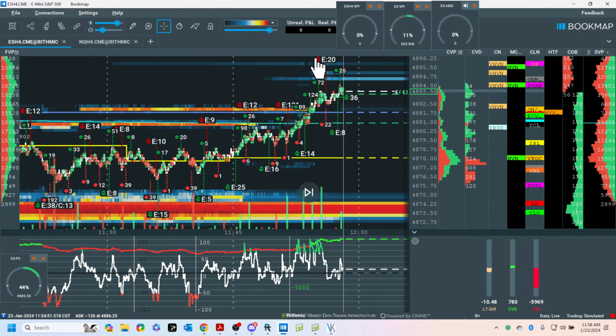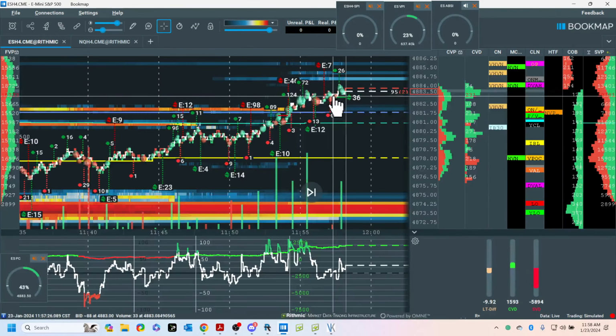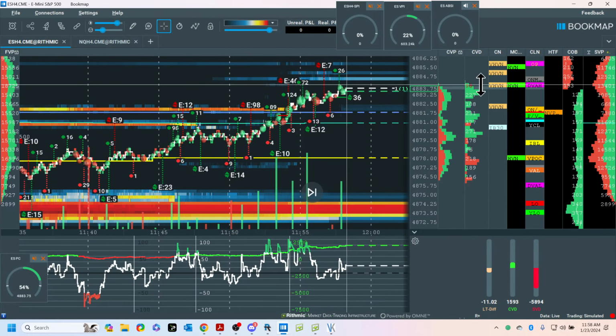Buy stops, sell iceberg, I should say. Stops, less stops coming up. Buy iceberg. So we're watching this area in alignment.